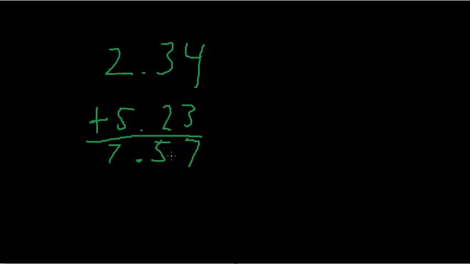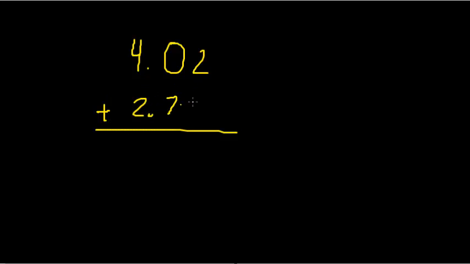Alright, that's all there really is to adding decimal numbers. Just make sure the decimals are lined up and everything will be okay. So we'll do one more example here. Say I have 4.02. I'm going to add to it 2.7. This 2.7 has no number in the hundredths place, but that is okay.